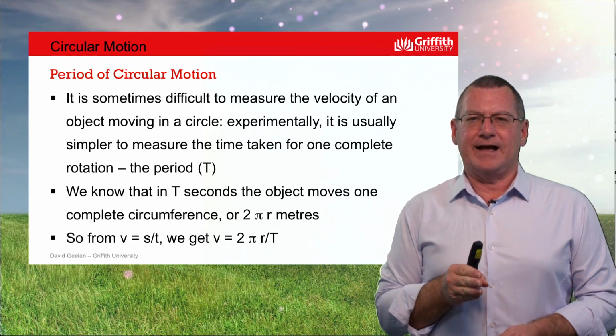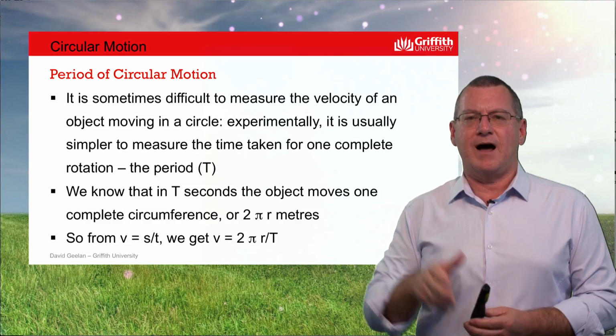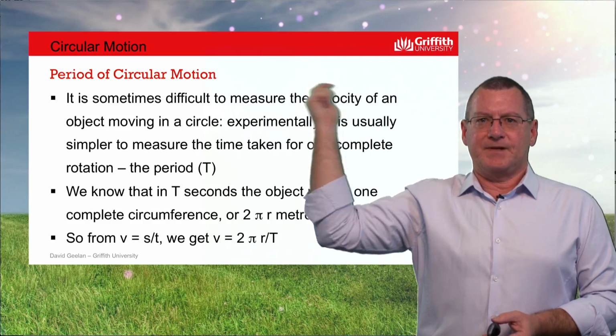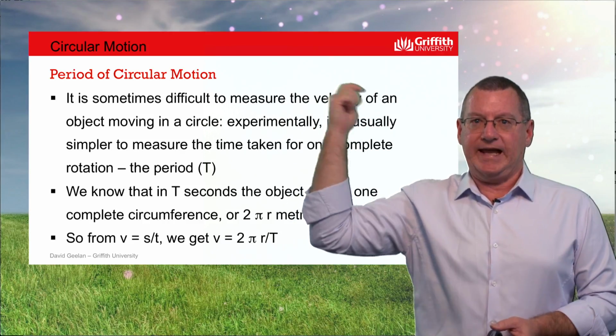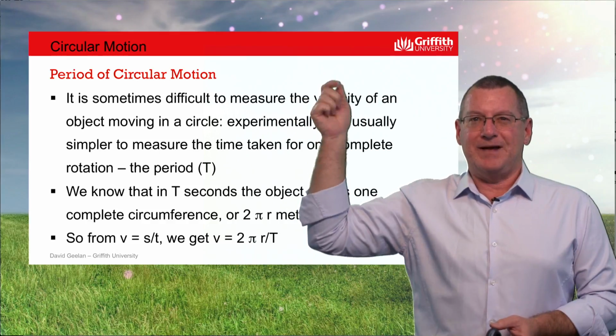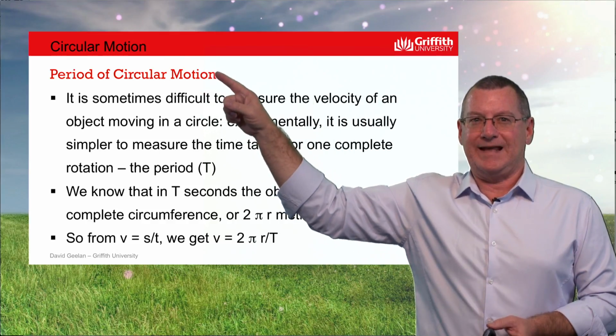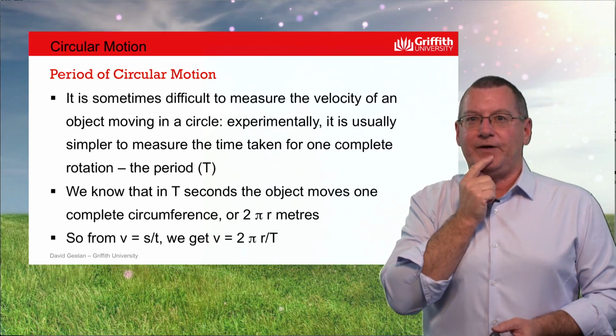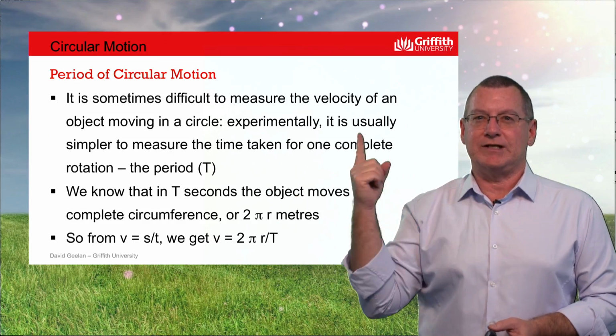Unless you have a radar gun or something, if you are spinning a stone around your head on a string, measuring its velocity is going to be quite tricky. Even if you're doing it at a very consistent pace, actually measuring the velocity of that stone at the end of the string is not going to be so easy. So it might be easier to measure the period.